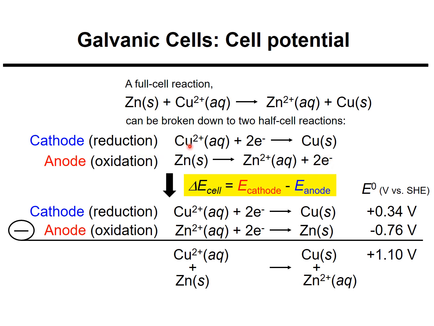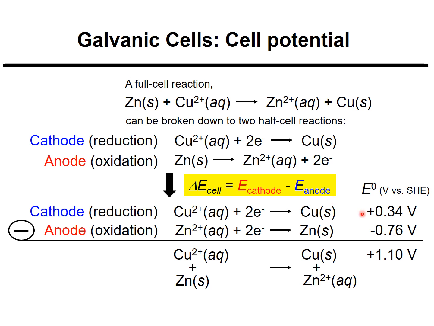So we have two half-cell reactions here, and the electrode of reduction is the so-called cathode, and the electrode of oxidation is the so-called anode. The cell potential is calculated from cathode minus anode, or in other words, reduction minus oxidation. So it's time to get some values for the reduction and oxidation processes.